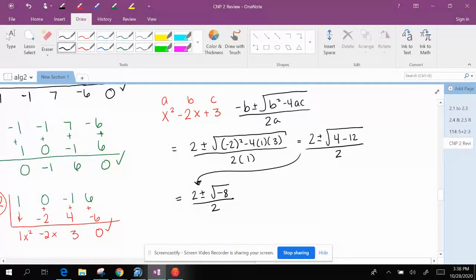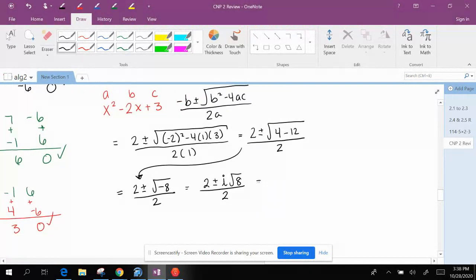Don't cross this out yet. Don't cross out the 2's. Simplify the radical. I get 2 plus or minus i radical 8 over 2. Now we want to simplify the radical 8. Radical 8 we can break down. Remember, always think about factors that are perfect squares. Well, 4 is a perfect square, and it simplifies to 2. So radical 8 actually simplifies to 2 radical 2.